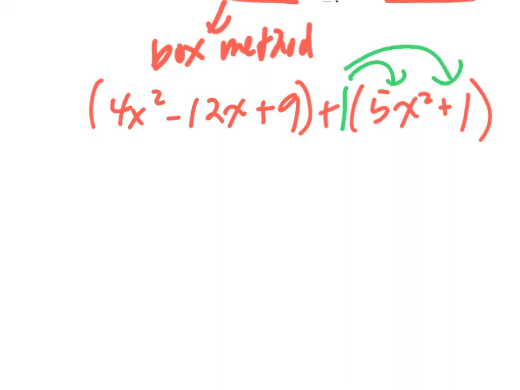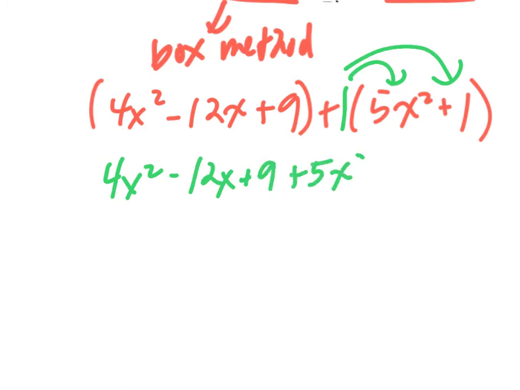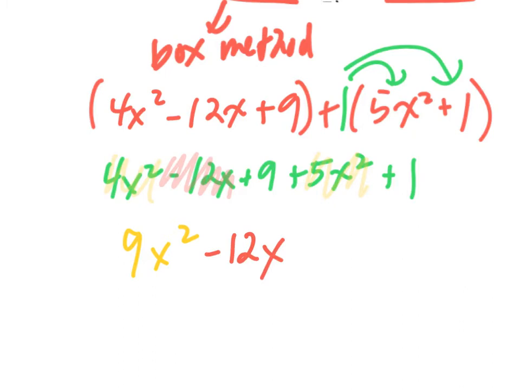Whenever I distribute by positive 1, it ends up giving me the same expression. So my new expression should really be 4x squared minus 12x plus 9 plus 5x squared plus 1. Right? Here are my like terms. 4x squared, 5x squared. 4x squared plus 5x squared gives me 9x squared. My next one is negative 12x, right? And it doesn't have a like term with any other term in that expression, so I'm just going to write it down here, negative 12x.